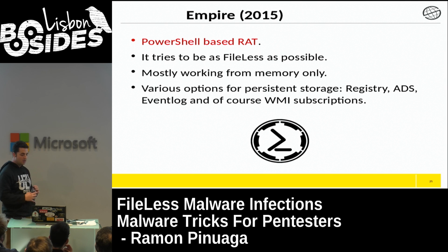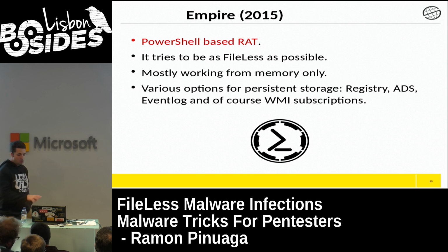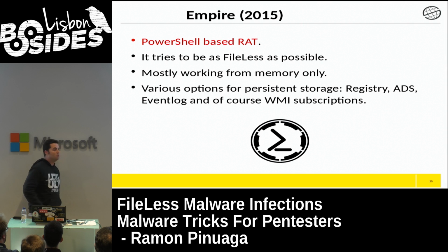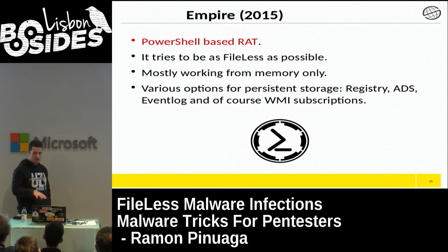So the ones we have seen are malware. But in 2015, a group of people created Empire. Empire was one of the first penetration testing frameworks. It was a remote administration tool, a Trojan to do penetration testing, using fileless techniques. And this tool tries to be as fileless as possible, always working from memory. It's a very complete tool for penetration testing. It has a lot of features, a lot of options for persistent storage, and a lot of options for the loading of the tool. So it's a very good example of a fileless penetration testing kit.